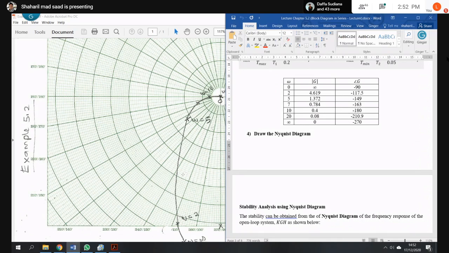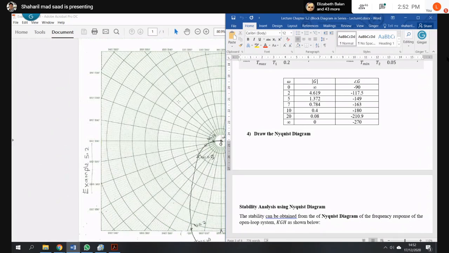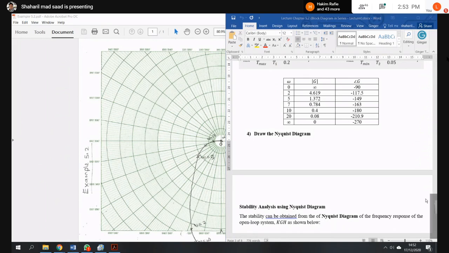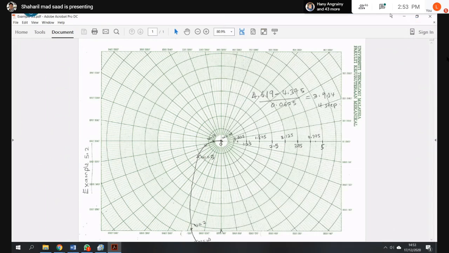Good. Do you have any questions? Is it clear? Before we proceed, how are we going to see the stability? Okay, this is how you draw the Nyquist diagram. The Nyquist diagram will be asked during the final exam, and the total mark will be 10 marks. Okay. Can I proceed?